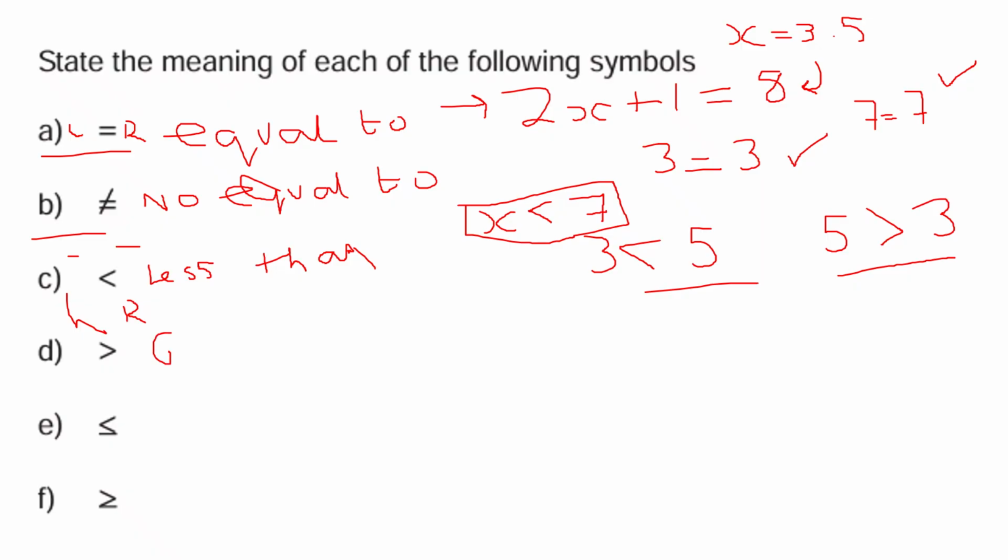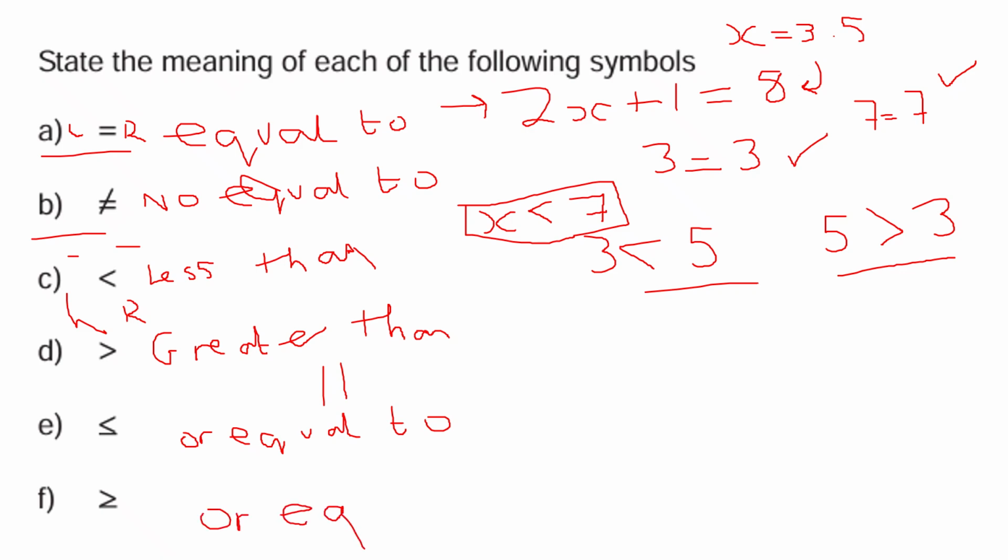Part D means greater than, again reading it from left to right this time. Then part E means less than or equal to. And part F is greater than or equal to, so that includes those values. So make sure that you're comfortable with all the mathematical symbols that you will encounter in GCSE maths.